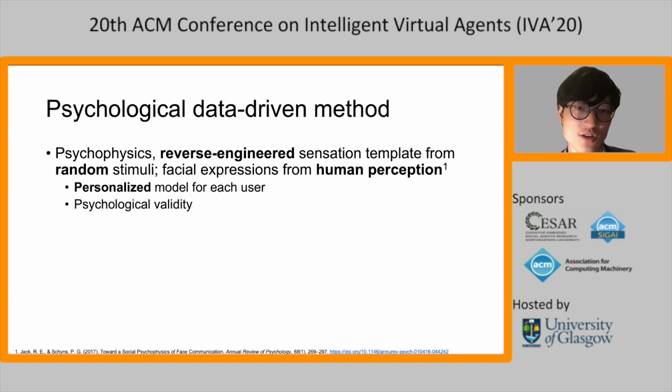Why do we use a psychological data-driven method? Firstly, what is a psychological data-driven method? It's also called psychophysics. Basically, we reverse engineer the sensation template from random stimuli given to participants. In our case, we get individual preference of expression from human participants in a perception task. In this way, we can get the template of individual users, so it's a personalized model. Also, because it comes directly from the perception task, it's psychologically validated.